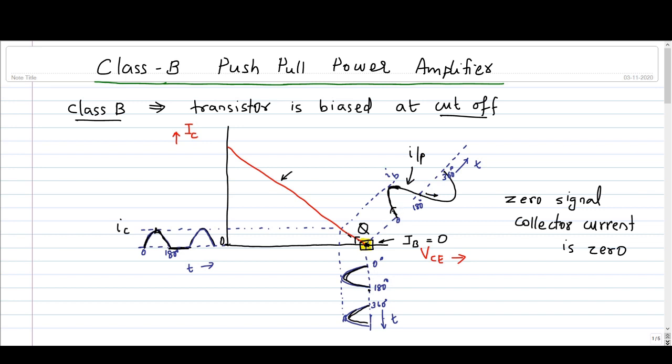When an input signal is applied to the transistor under this condition, during the positive half cycle of the input signal, the base emitter junction of the transistor will become forward biased, and this Q point will move upwards through this DC load line. So corresponding to that, you will get positive half cycle of collector current. Collector current will complete its positive half cycle.